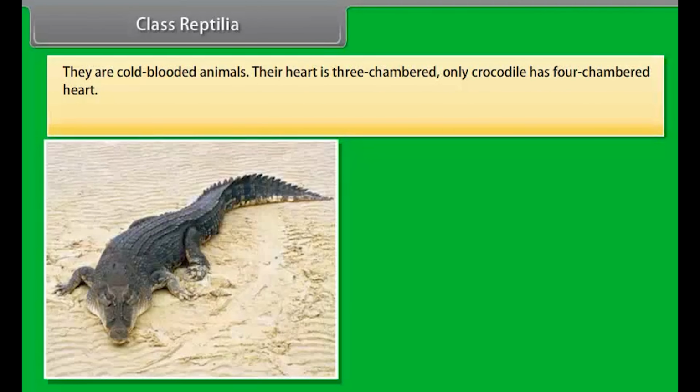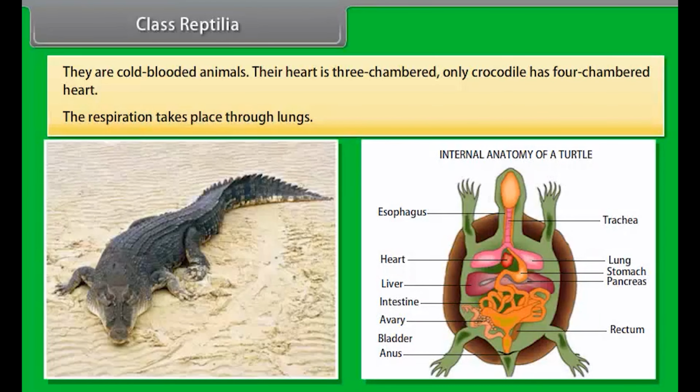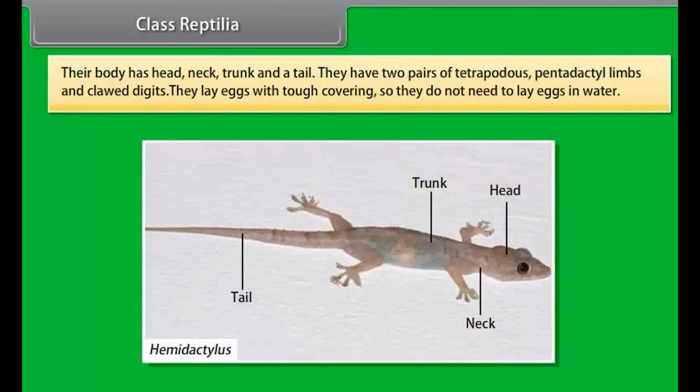They are cold-blooded animals. Their heart is three-chambered. Only the crocodile has a four-chambered heart. Respiration takes place through lungs. Their body has head, neck, trunk, and a tail. They have two pairs of tetrapod, pentadactyl limbs and clawed digits. They lay eggs with a tough covering, so they do not need to lay eggs in water.